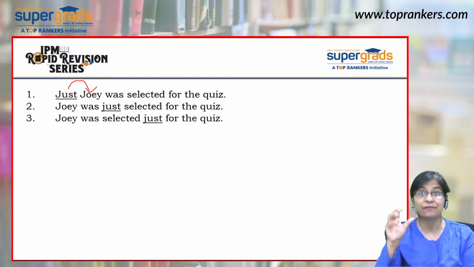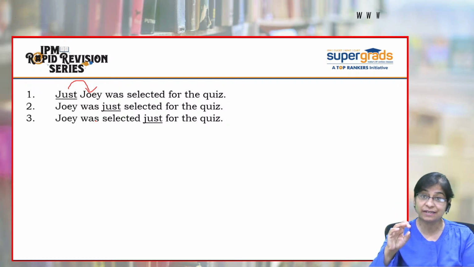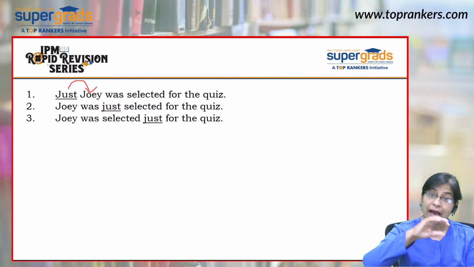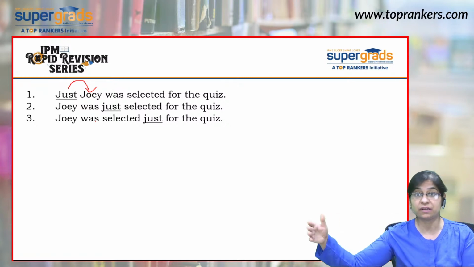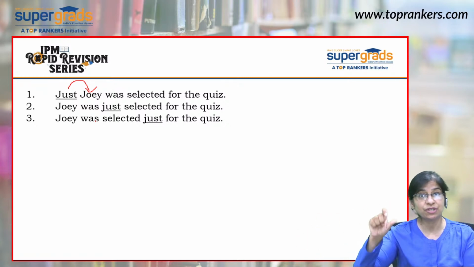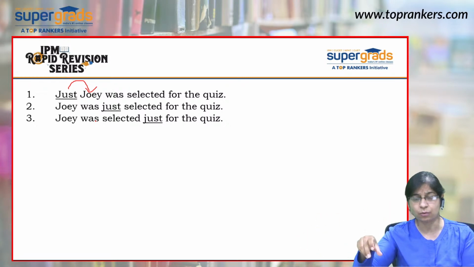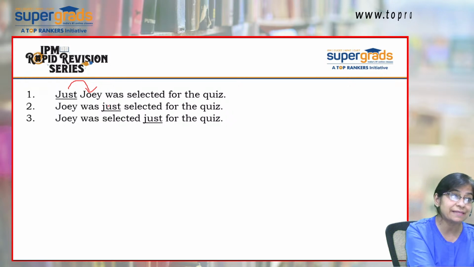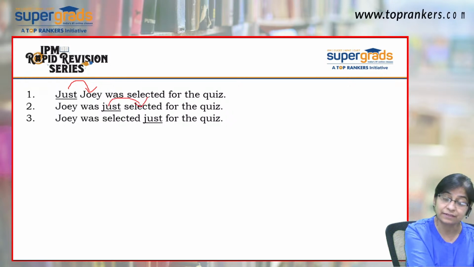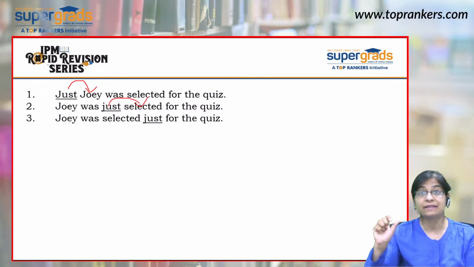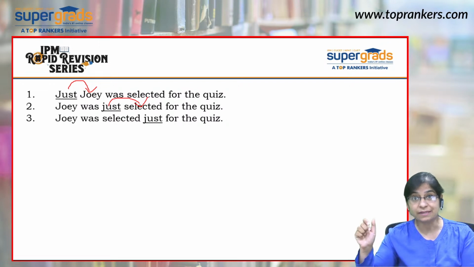Now, here, what is the emphasis of the sentence? That out of, say, several other activities, Joey is just selected just now. When was he selected? Just now. He was selected for the quiz. So, placing it next to the word selected, we are modifying the time when the selection was done.